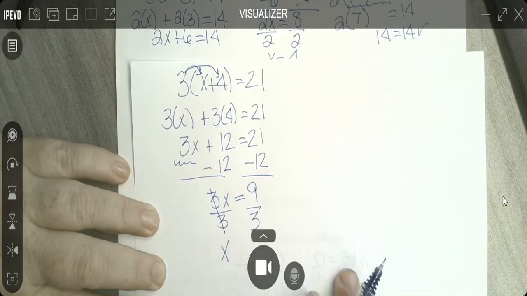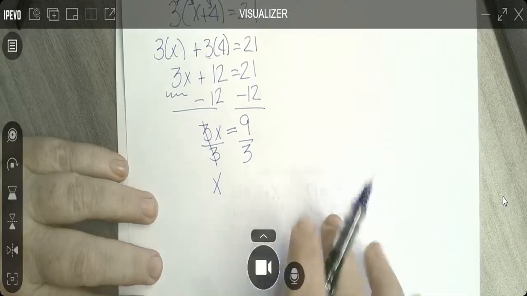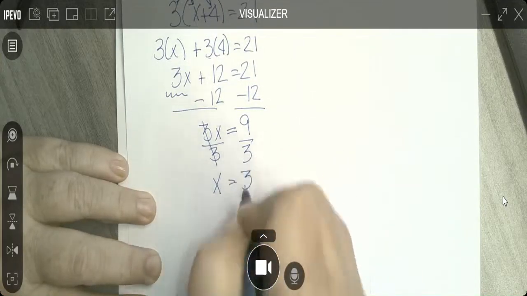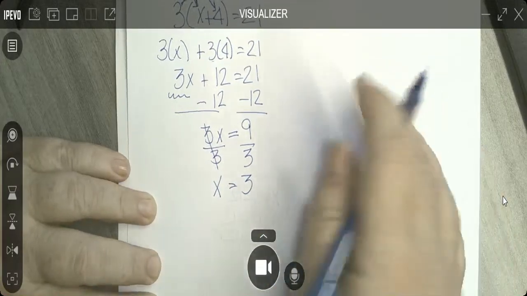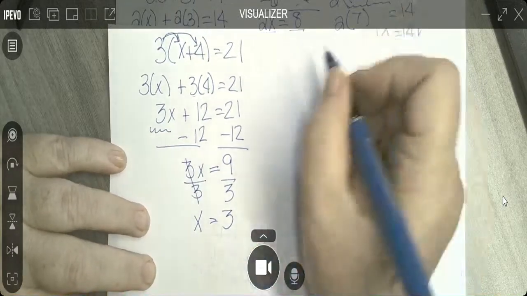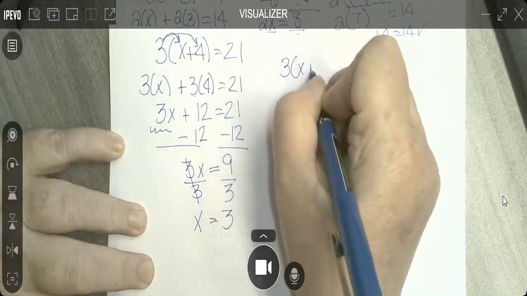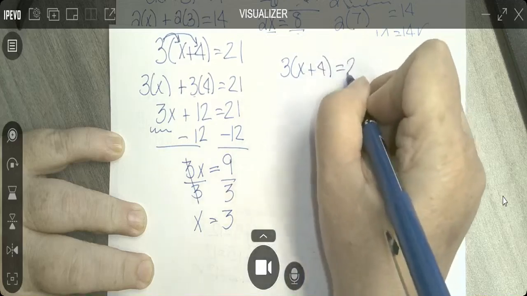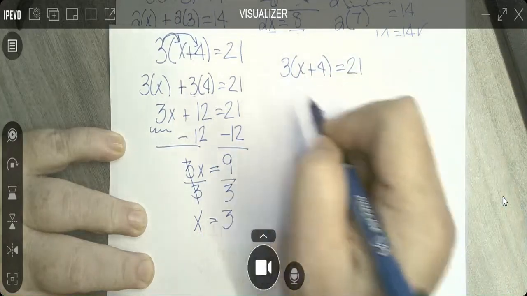All right, I'm going to bring this up a little bit, and that equals 3. All right, I'm going to rewrite my equation. Okay, so 3 times x plus 4 equals 21. I'm good. Now I'm checking it.